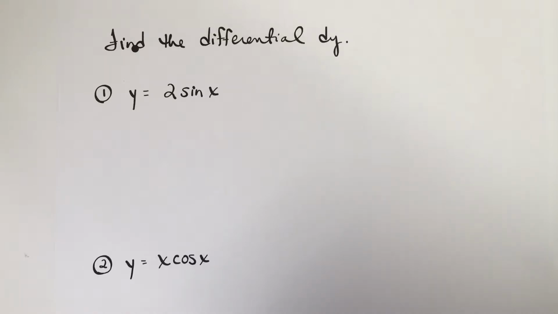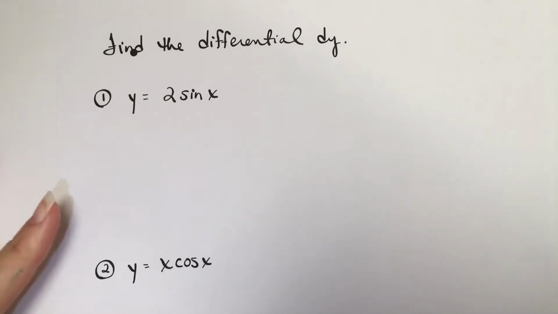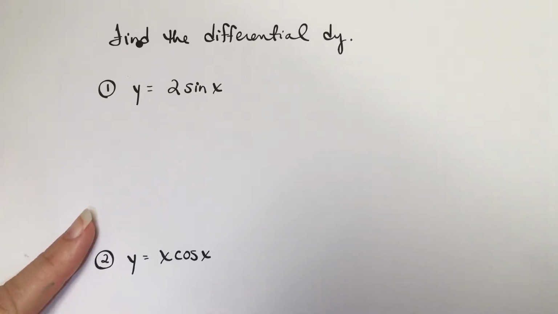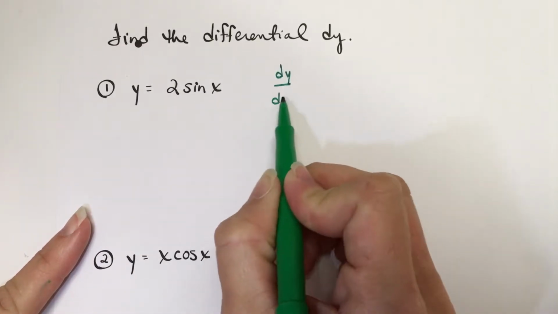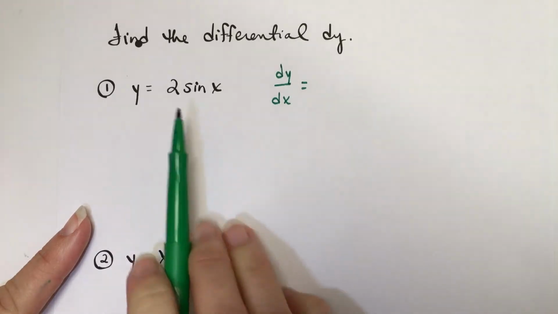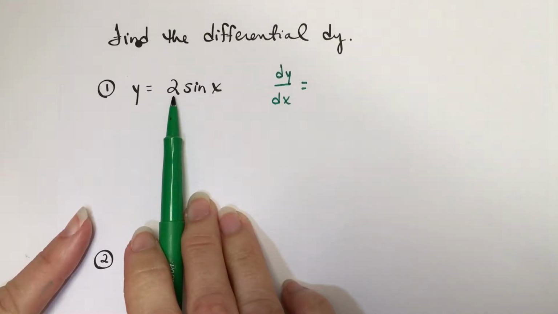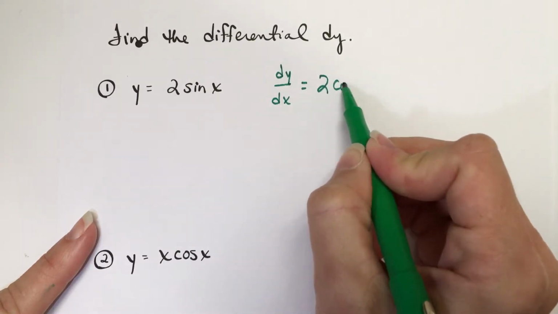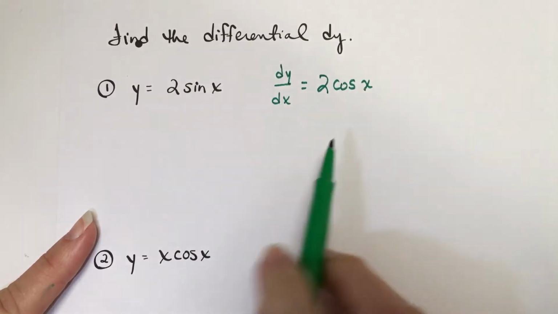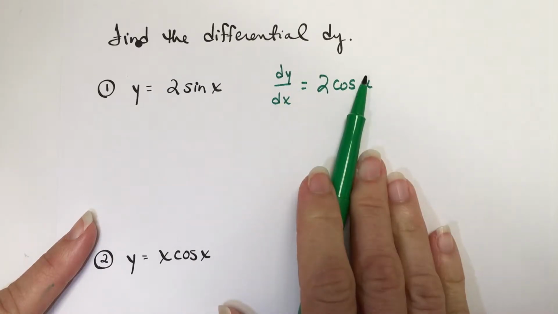All right, so now you're asked just to find what's called the differential of dy, which basically is just the derivative, but then you take it and you write it with a different notation. So if we find our derivative, I'm going to refer to this as dy dx. Of course, 2 is just a constant multiple, so this would just be 2 times the derivative of sine, and the derivative of sine is cosine. So this would be your derivative notation.